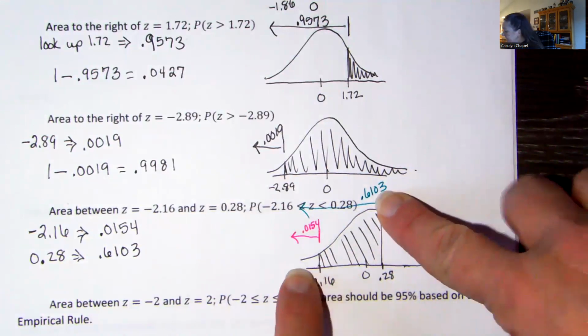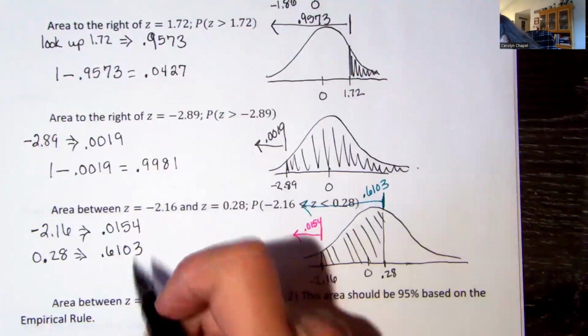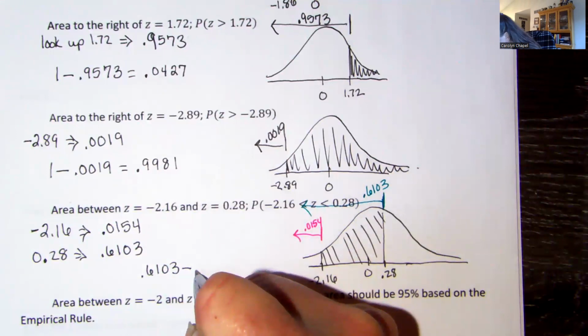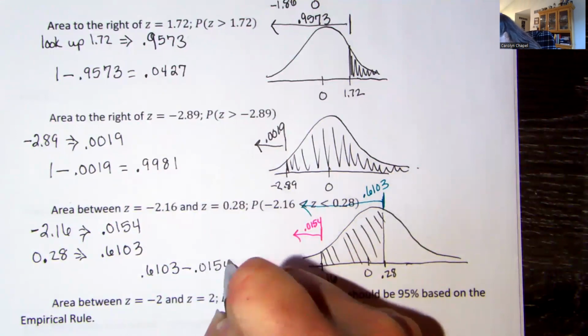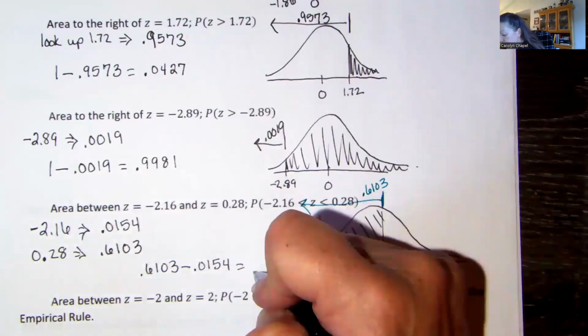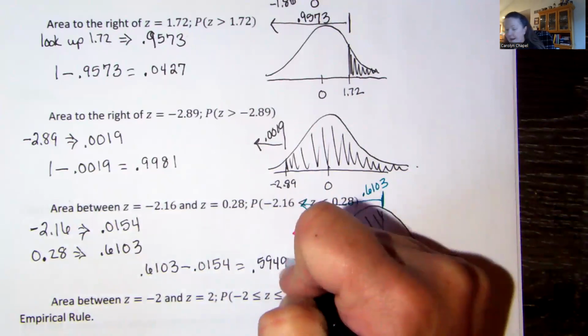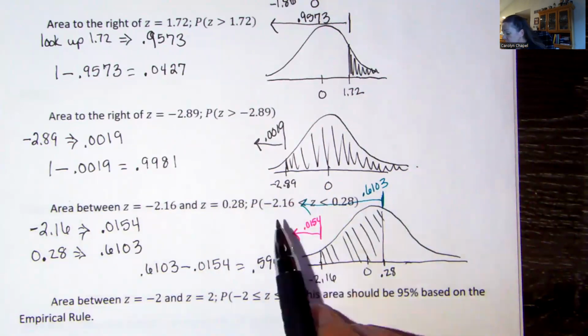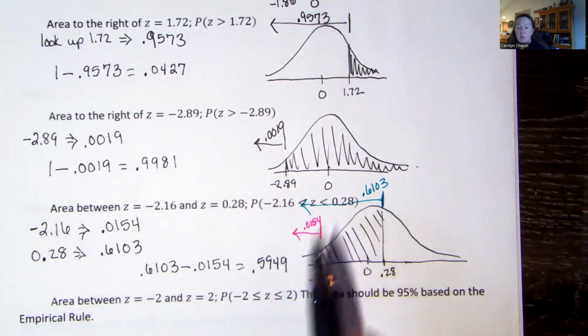So I'm going to take that 0.6103 and I'm going to subtract 0.0154. And I am going to use my calculator here just because I don't want to make a silly mistake. And I come up with 0.5949. Now that would be the probability of a value being somewhere between negative 2.16 and 0.28.